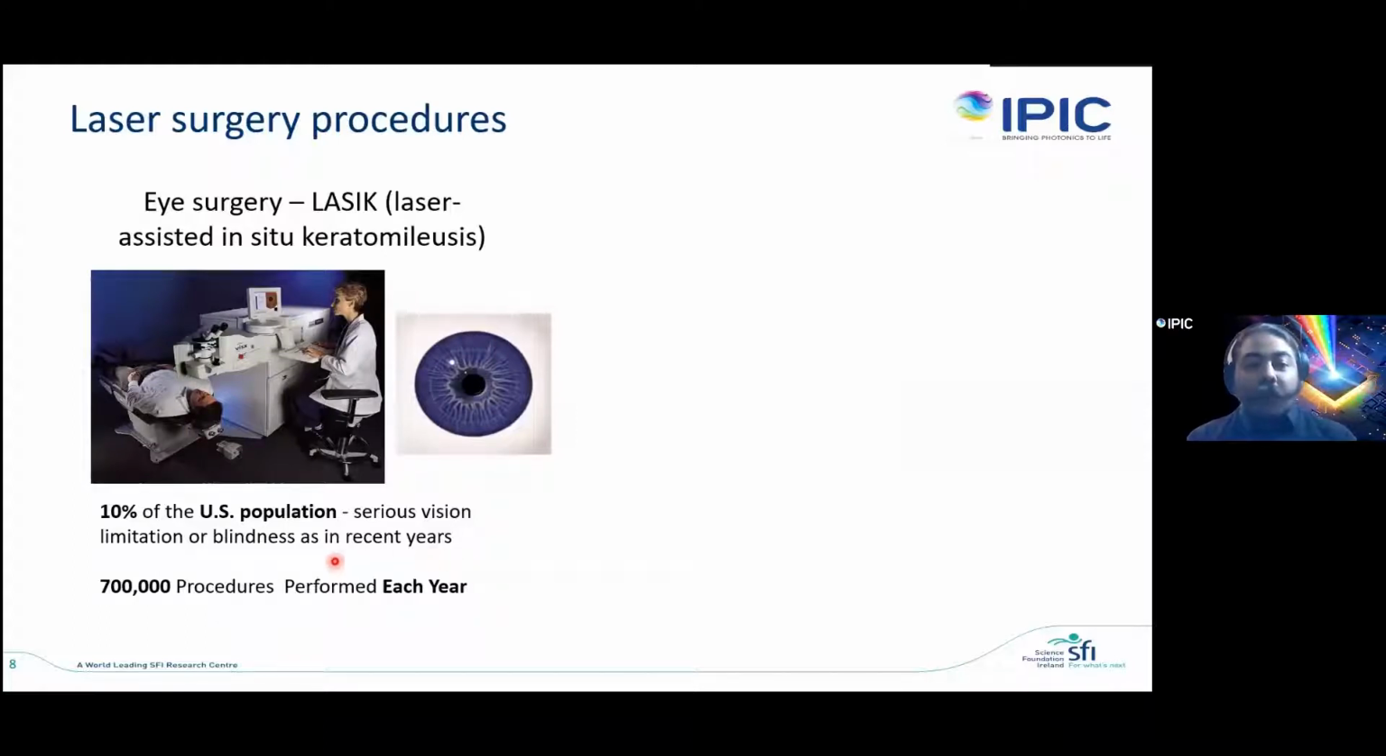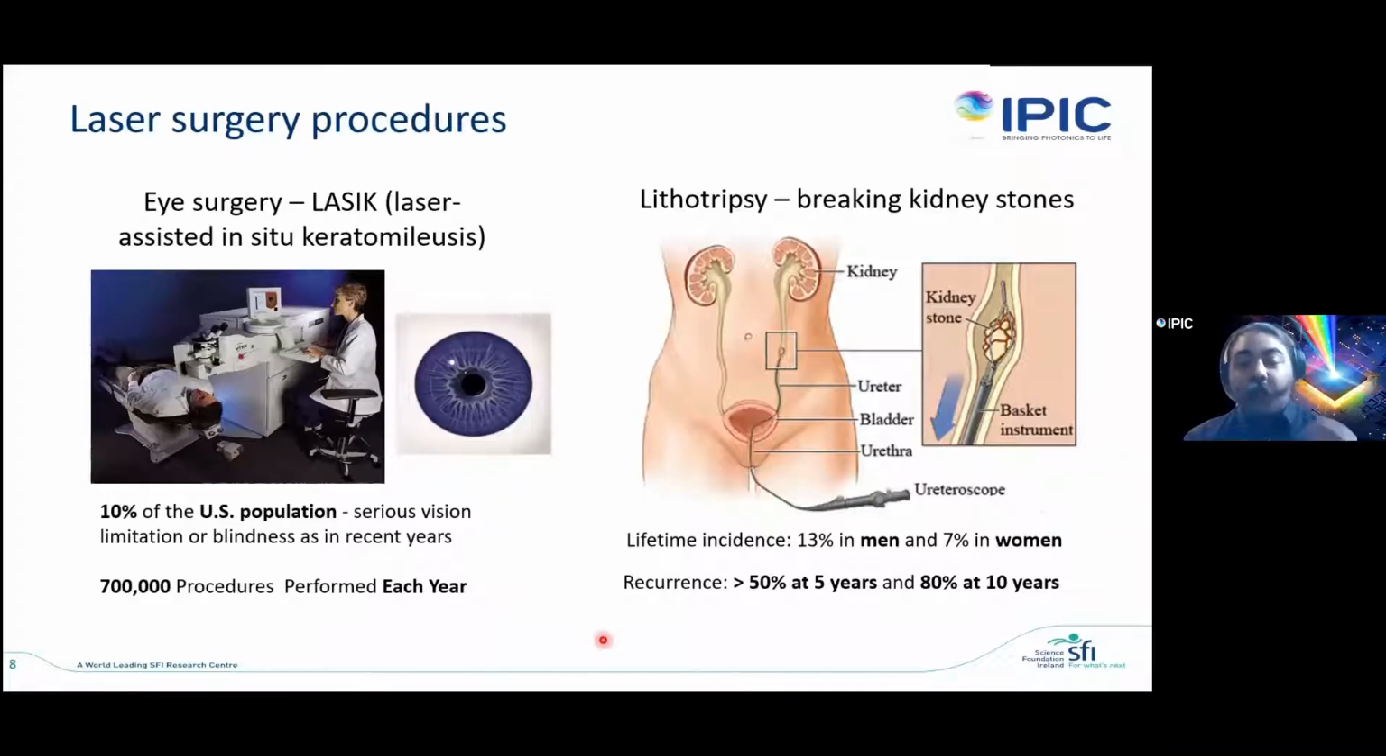So this procedure is actually booming even more in countries under development, and it is also an important procedure that was enabled by biophotonics technologies. Now, there are other procedures such as lithotripsy, which consists of breaking kidney stones, which are actually blocking the passage of urine from your kidney to your bladder. And this actually causes pain and nausea in patients, and it is a very uncomfortable process.